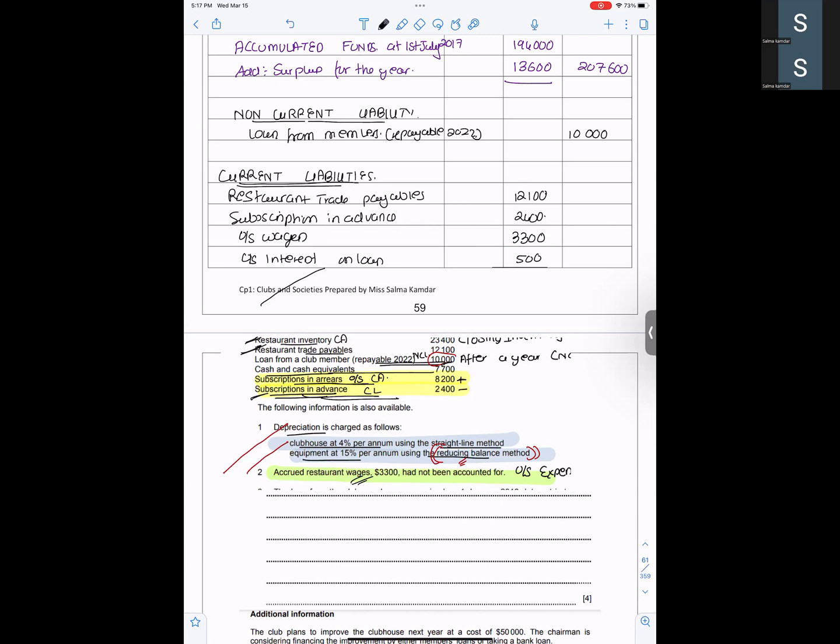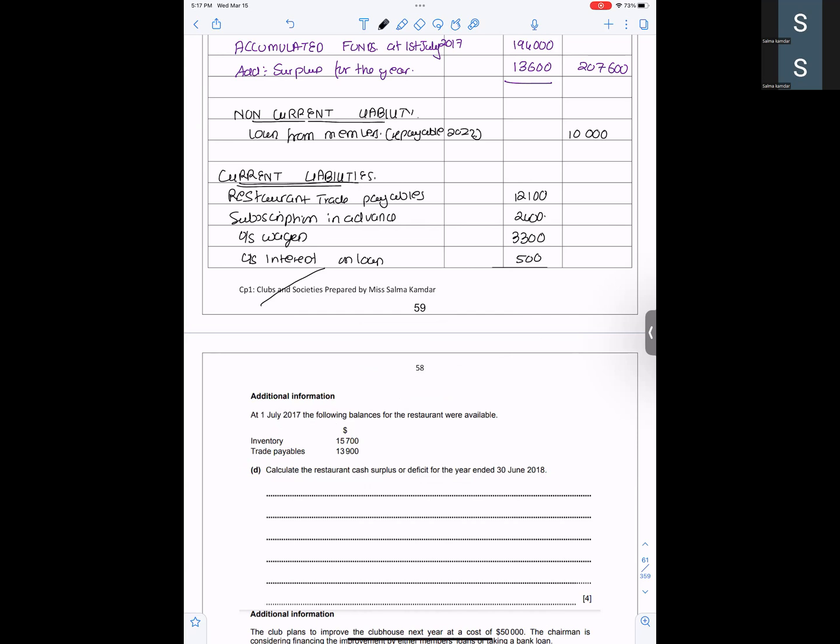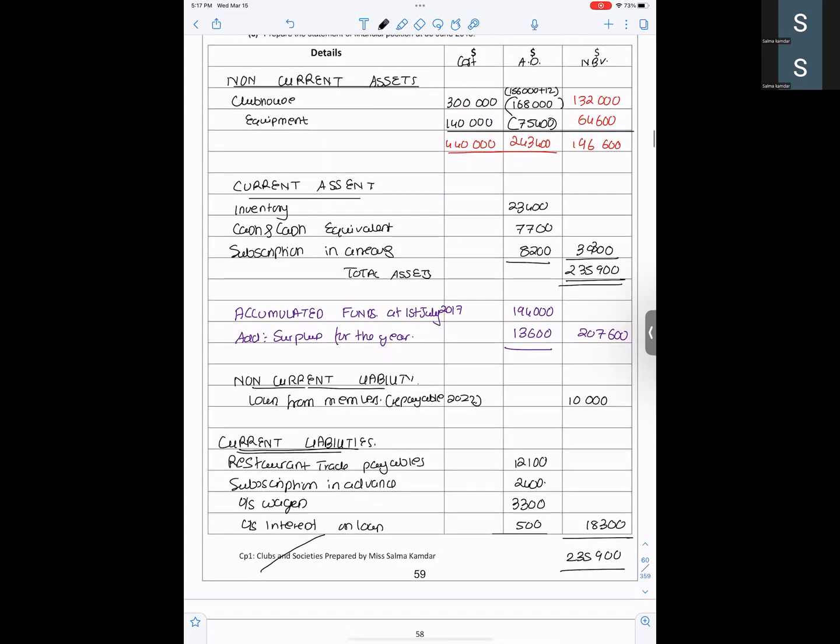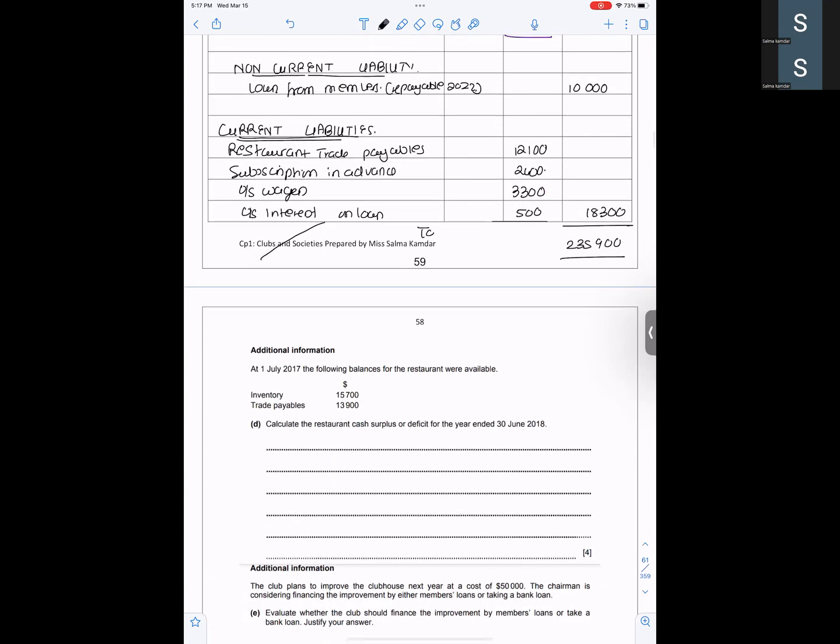I do the total of all this. What is my current liability? 12,100 plus 2,400 plus 3,300 plus 500. It is 18,300. Add all the three, it must be equal to your total assets: 207,600 plus 10,000 plus 18,300. So it is 235,900. So your total assets is equal to your total liabilities.